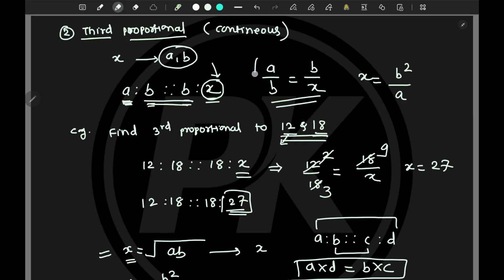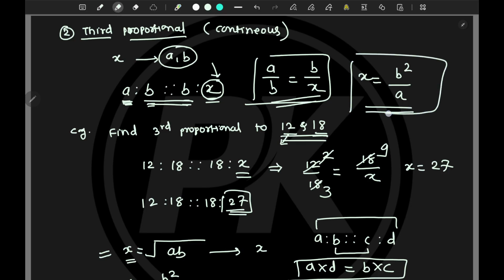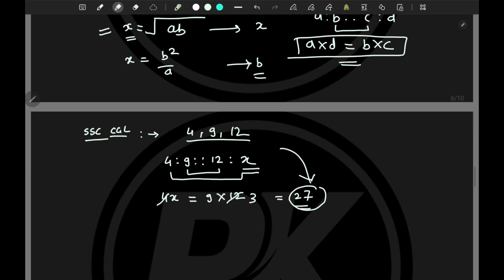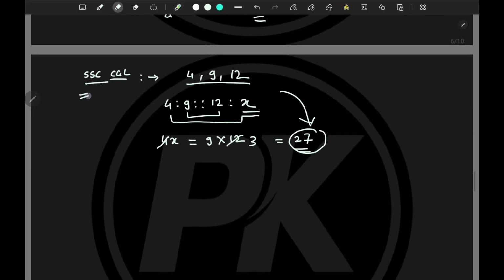Okay, so we have to write it down in this way, and we can derive such a formula. Also, we have seen in one example how to find the third proportional, and for the fourth proportional, in SSC CGL, one example we have already seen. They will give three numbers and ask what the fourth proportional is. It is very easy to find out.